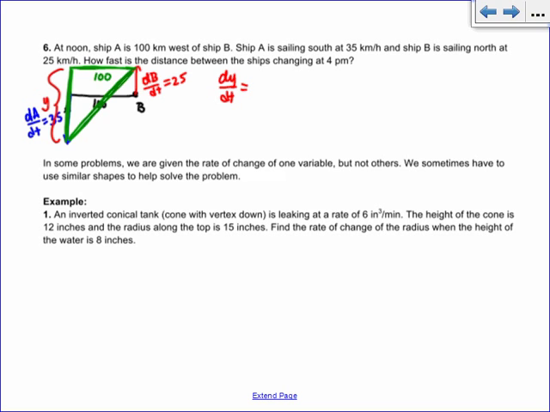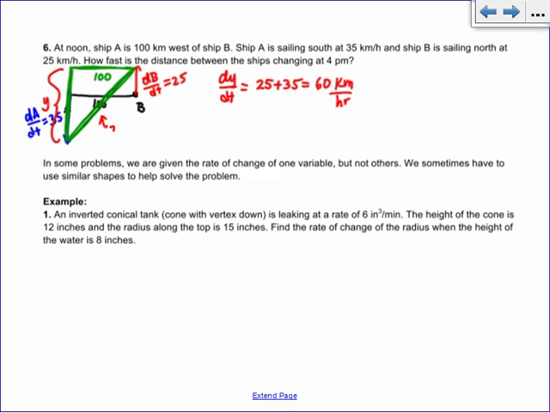How much am I gaining? Like how much is y changing every single hour? 60. It's 60, right? Do you guys see it? dy over dt ends up being the 25 plus the 35. It ends up being 60 kilometers per hour. Do you guys get it? Because one of them is going north at 25 kilometers per hour, and one of them is going south at 35 kilometers per hour. So their total distance is changing by 60 kilometers per hour in the north-south direction. Now the east-west direction is still just 100.